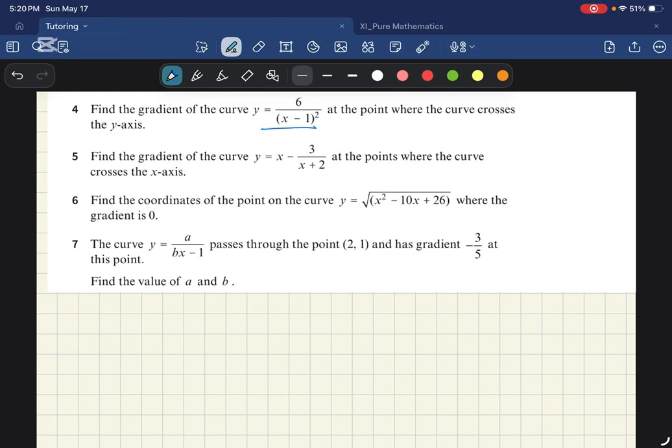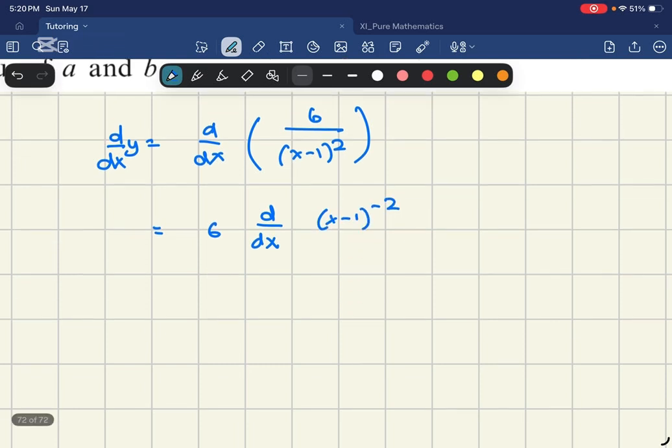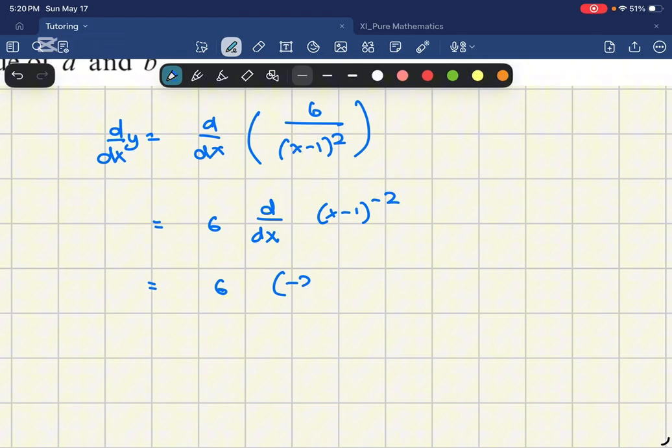Find the gradient of the curve at the point where the curve crosses the y-axis. That just means x is equal to 0. The curve crosses the y-axis when x is equal to 0. So we want to find dy by dx, which is just applying d by dx to 6 over x minus 1 squared, right? So you bring your 6 to the front, d by dx of 1 over x minus 1 squared. And remember, I can just write this as x minus 1 to the power minus 2. So it is 6. You bring your minus 2 to the front, x minus 1 to the power minus 3.